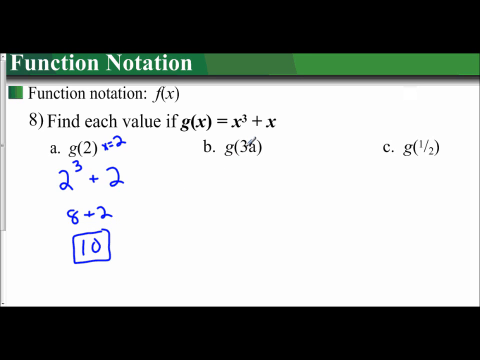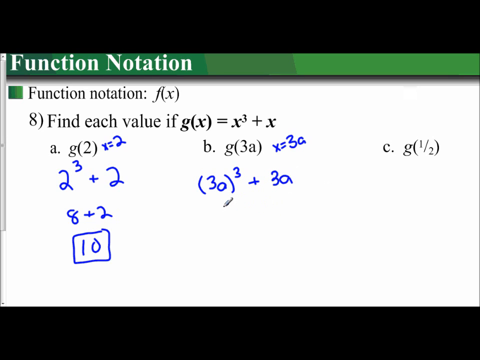Some students have problems when it comes to g of 3a because you no longer are plugging in a numerical value, you're now plugging in a variable expression, but it's still the same idea. You still replace your x with 3a. When you are using a variable expression, that becomes the new variable. You still follow the same concept. Wherever I see an x, I replace it with 3a. So if I have x cubed, what that really means is I have 3a cubed. Plus x means plus 3a.